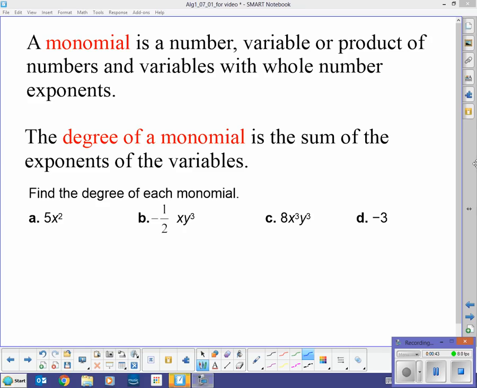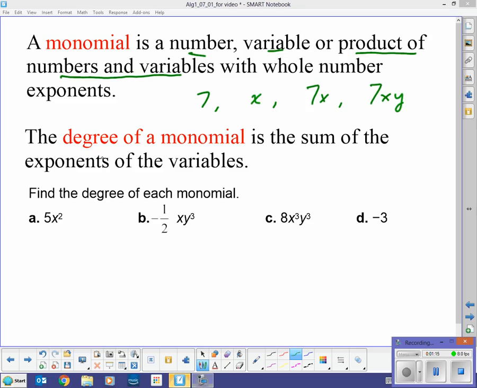The first word is monomial. A monomial can be a number. It can be a variable or a product of numbers and variables. So a number like 7, that's a monomial. A variable like x, that's also a monomial, and a product of numbers and variables, so 7x or 7xy. Any of these things will be considered monomials.